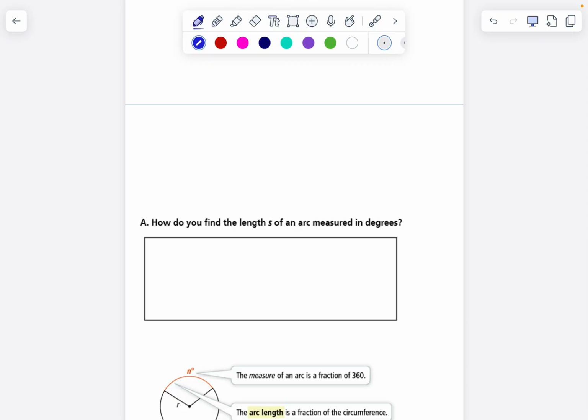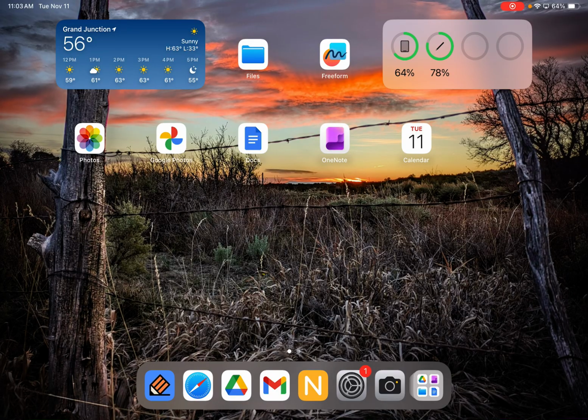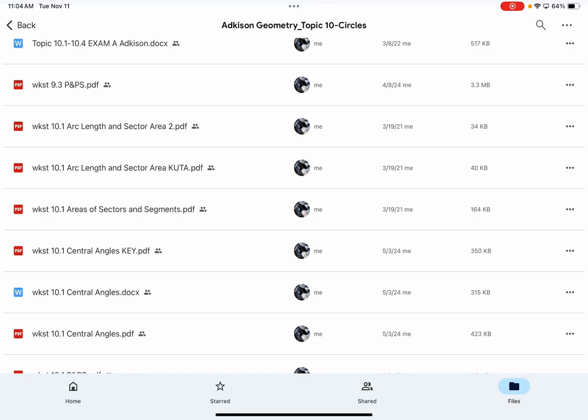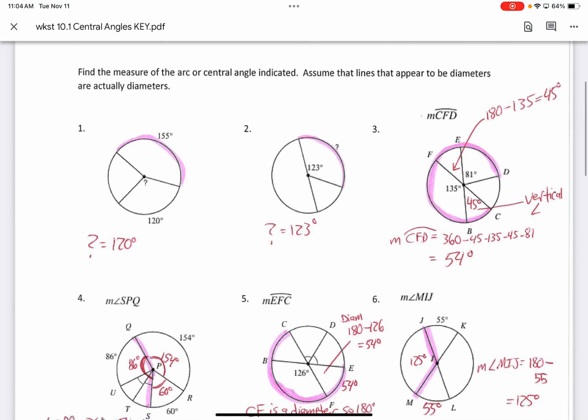All right, let's check the fronts. You can finish up the back tonight. This will be all of your homework, I think. Okay, all right, here we go. Let's go ahead and check the front and then number 10.